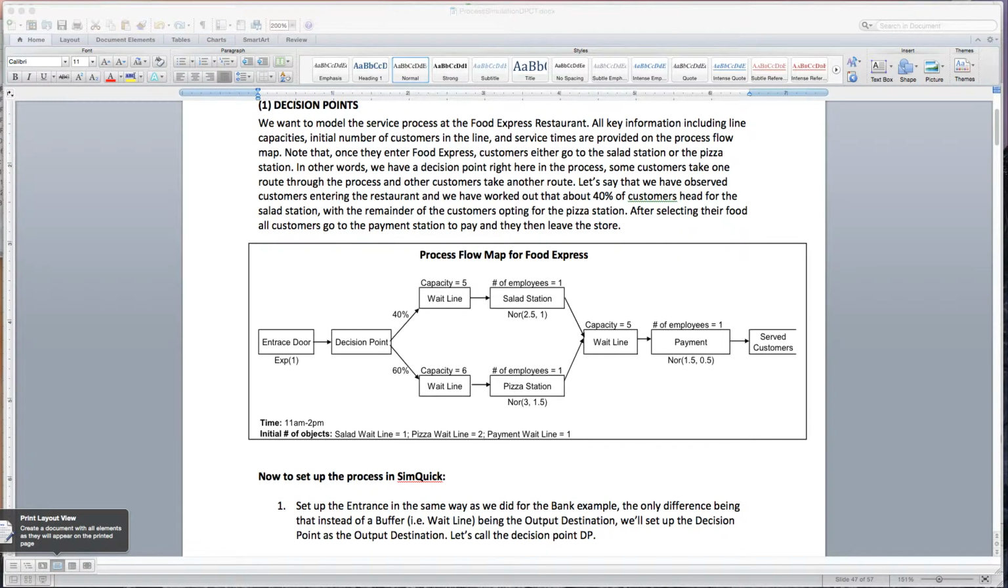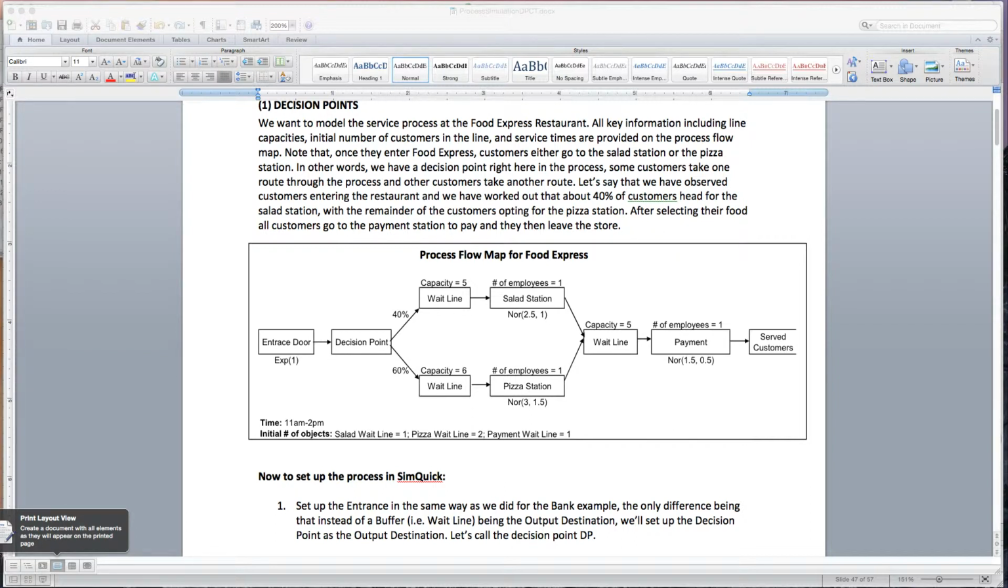What we're going to do now is move to a slightly more complicated and complex process where we have two new elements introduced, decision points and cross-trained workers. So what you're going to work on in this exercise is decision points. So what is a decision point? A decision point is where somebody can go any one of several routes within a system.